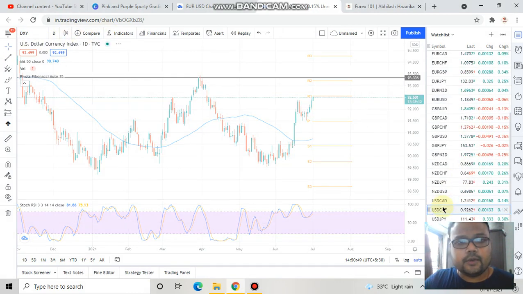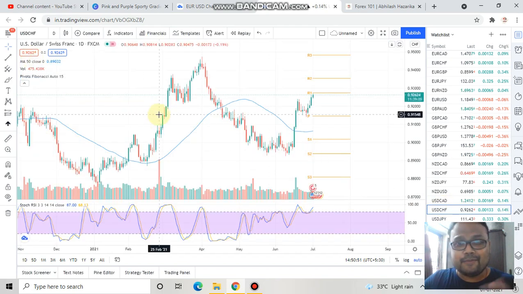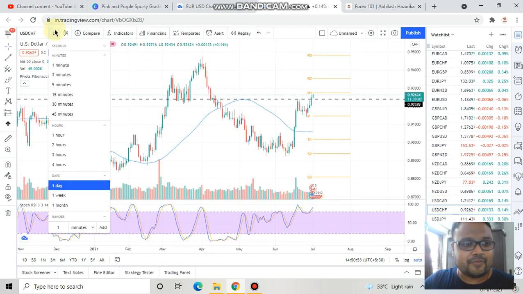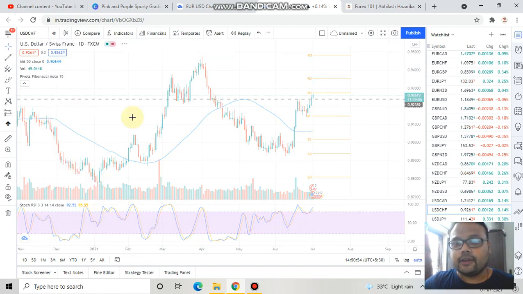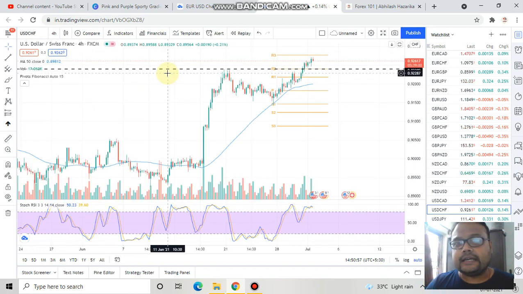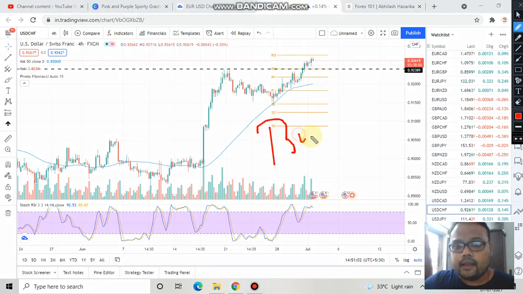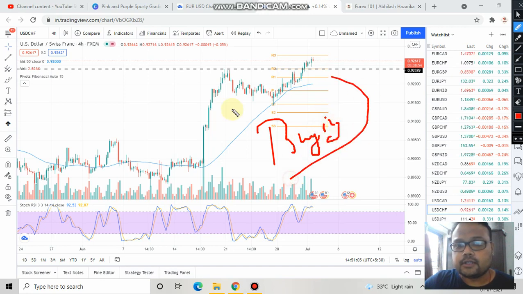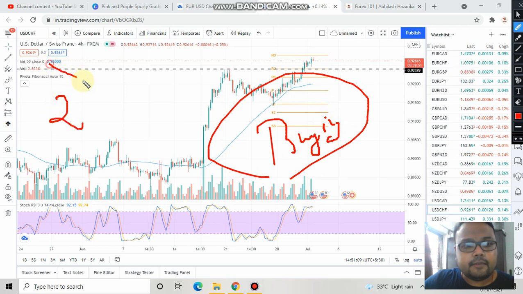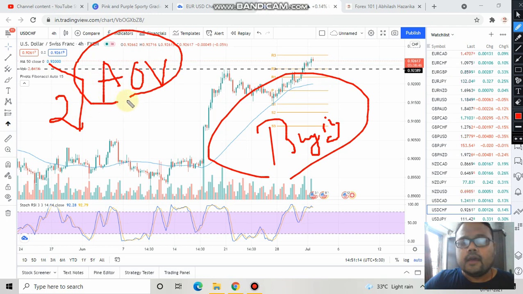Anyways, let's jump to the US dollar Swiss franc chart, because we were talking about this chart. So what should be a strategy then? One thing we have understood clearly: considering the trend of the market, we should mainly look for buying opportunities. Clear? Secondly, as I always say in my videos, we should always look for area of value. Area of value is nothing but the best trading opportunity or the best trading spot.